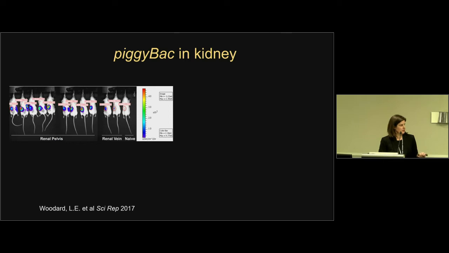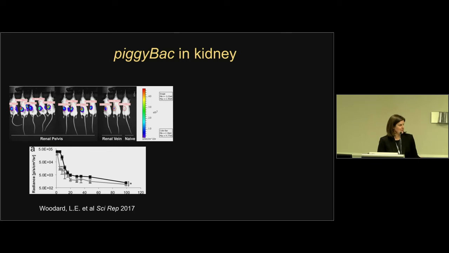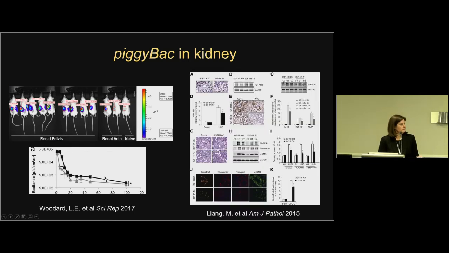So this is some of my work. We translated hydrodynamic tail vein injection into renal pelvis hydrodynamic injection. And so we were able to get expression of luciferase and other things specifically in the kidney. And we saw a modest effect from adding piggyBac. It's significant, but it's pretty small. But we were able to reverse some of the symptoms in a knockout model of the IGF-1R gene, where when you do a unilateral ureteral obstruction, you get fibrosis. But if you add back in a piggyBac transposon, we were able to stop that from happening.